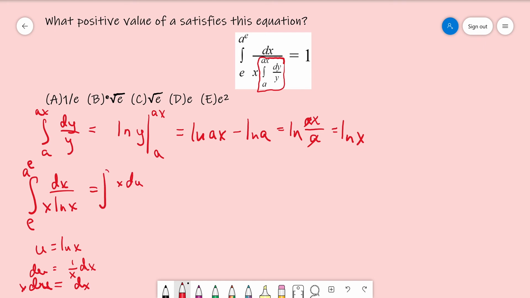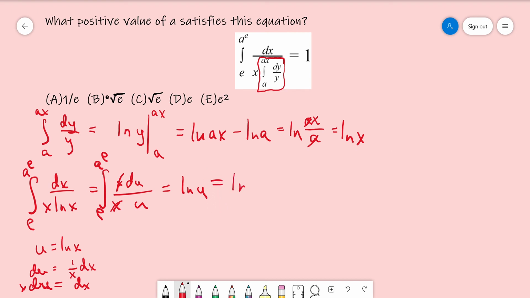So we can substitute here to get x du. This is the integral from e to a to the e of x du over x u, and the x's cancel out. The integral of du over u is just the natural log of u, and we're going to integrate that from e to a. Remember now, these limits of integration are for x. This is x equals e and x equals a to the e. So let's bring ourselves back into this x world.